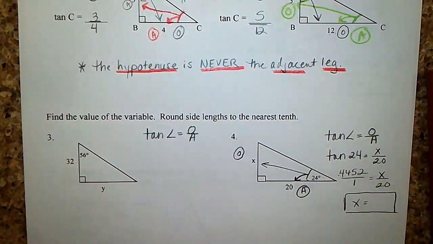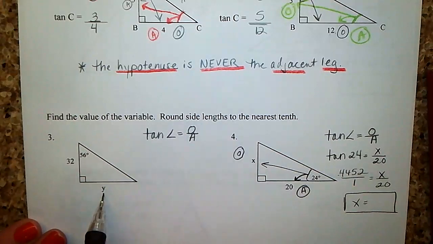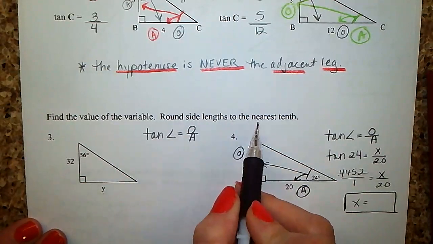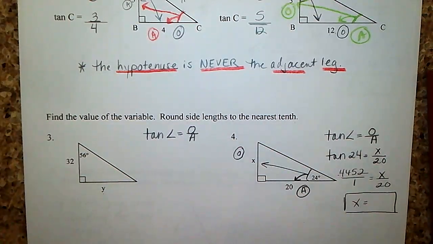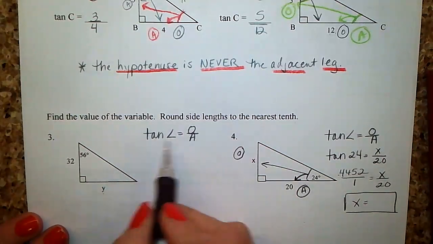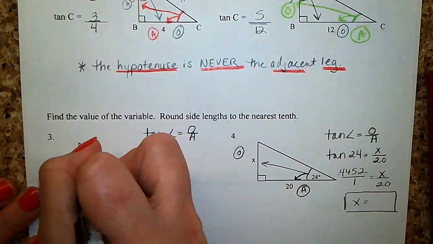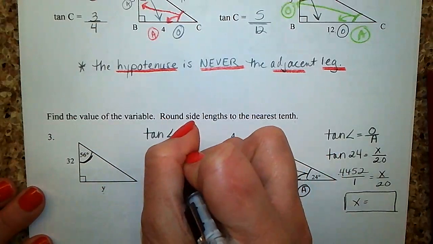First of all, we're going to find the value of the variable, and we're going to round side lengths. That's what we're finding. Y is a side length. We're going to round side lengths to the nearest tenth. That's 1 decimal place. So we're going to use our tangent ratio, tangent of the angle. Now our angle this time is 56. So that's what's going in right here.